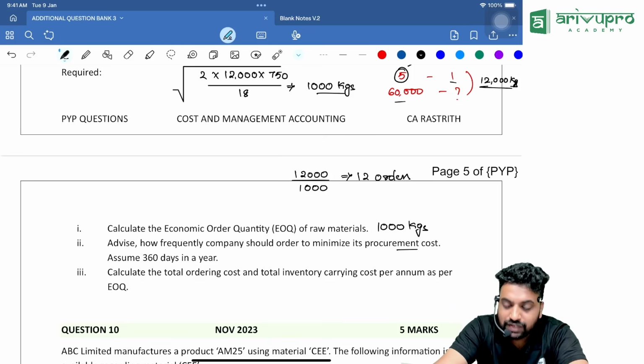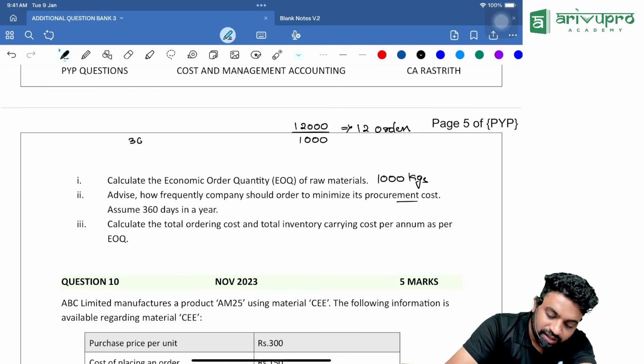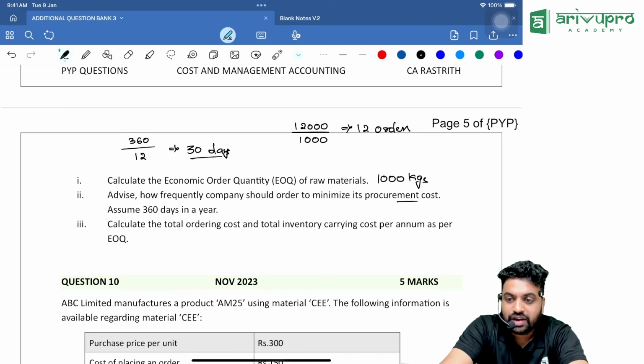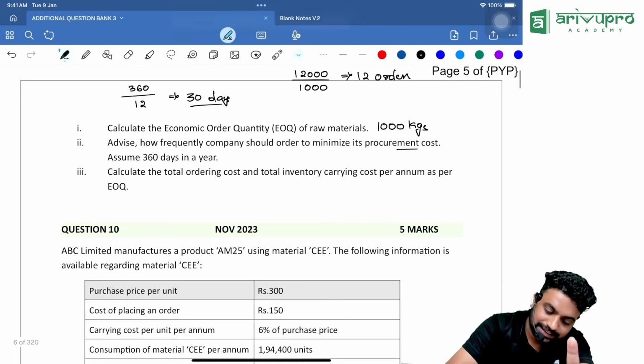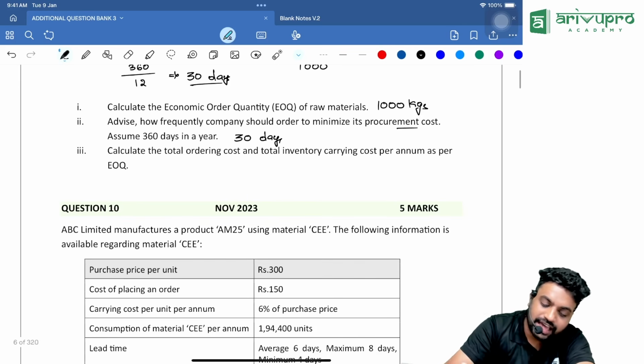Now, immediately one thing comes to our head. Anyhow, 12 it is, let's write it in months. Don't do that because they have given, assume 360 days per year. They haven't given it just for fun, which means they're expecting you to utilize it. That is, in 1 year, that is in 360 days, we are placing 12 orders. So per order, we are taking 30 days. That is, to keep your procurement cost to the minimal, we have to place the order once in 30 days.